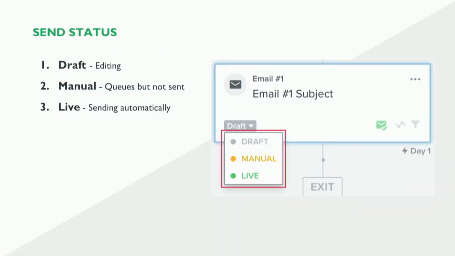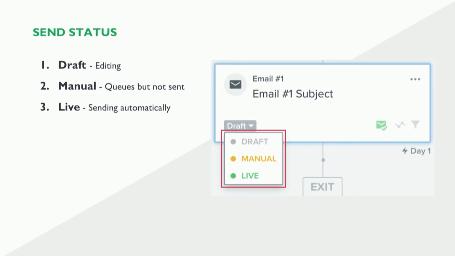So send status. Send status is just simply knowing, is your flow sending or is your email sending? And it's key to note that just because you drag an email block into your flow does not mean it's sending out. And the way you can tell is if it's in draft mode. And draft mode is going to be indicated by that little gray dot in the bottom left corner of each email. And draft mode is simply for the purpose of it's a draft. It's an edit. You're not ready to turn it live or have anyone see it yet. You're still working.